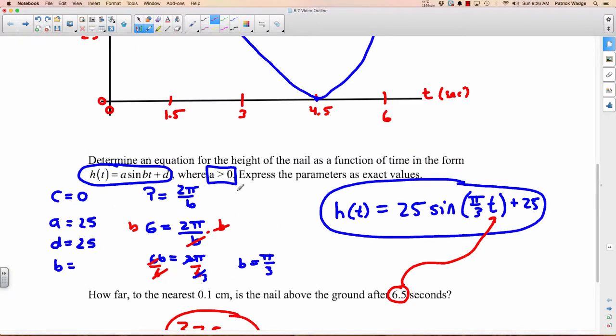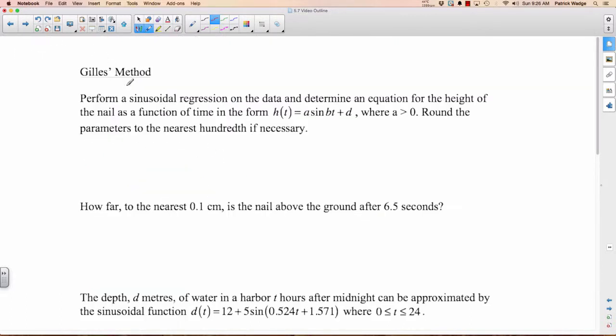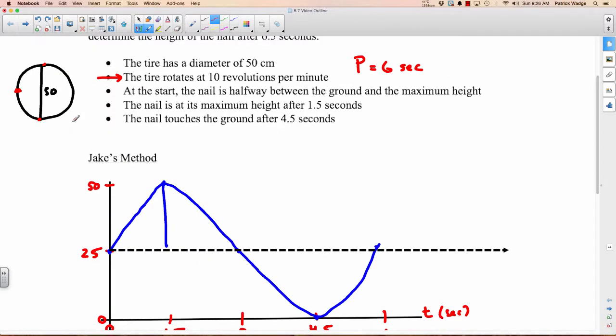Nice. So that was Jake's method. Now we're going to do this again, but we're going to use Gilles' method. What Gilles does is he performs a sinusoidal regression on the data and determines an equation for the height of the nail as a function of time. So instead of looking at what the equation is, he's going to use the data. The data he's going to use are these 5 points, 1, 2, 3, 4, 5. It's going to plug those 5 points in and do a linear regression.